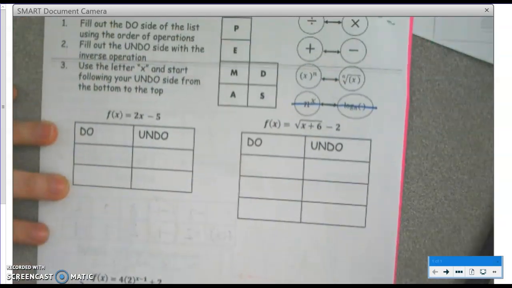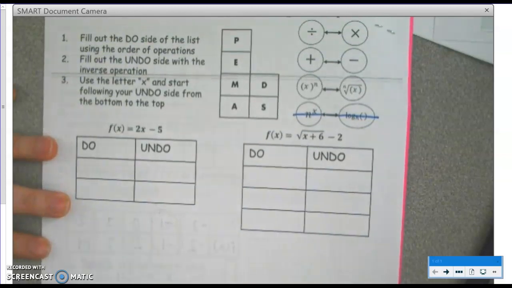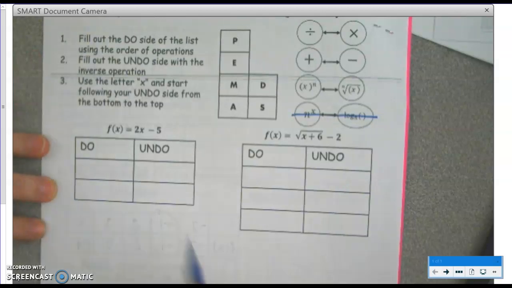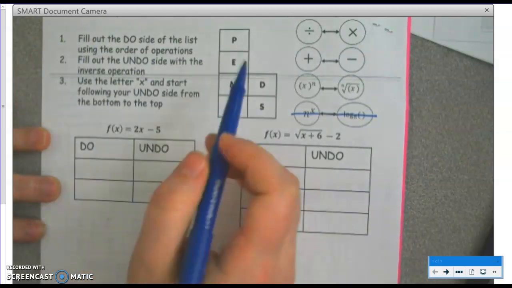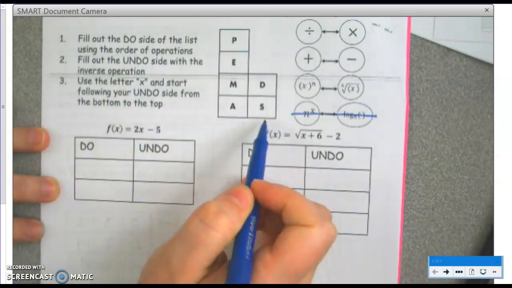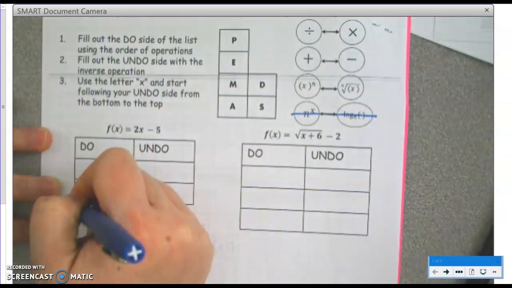Alright, so making a do-undo list is just one of the strategies that we're going to talk about. I personally like it the most. I just think it's the most organized and the easiest one to follow, but I'm going to be showing you another strategy in class as well. So the do-undo list requires that you can identify all of the operations that are in the original problem and put them in, please excuse my dear Aunt Sally, order.